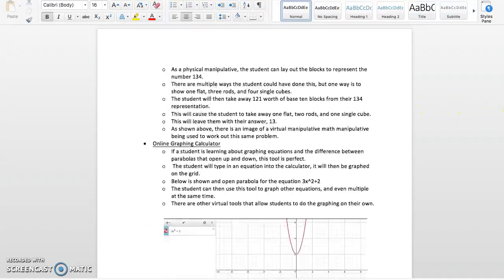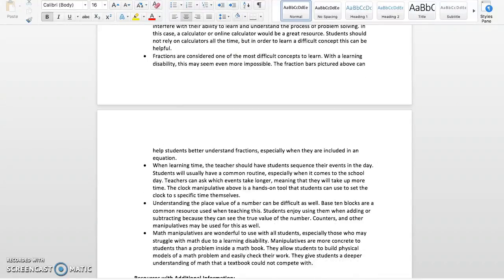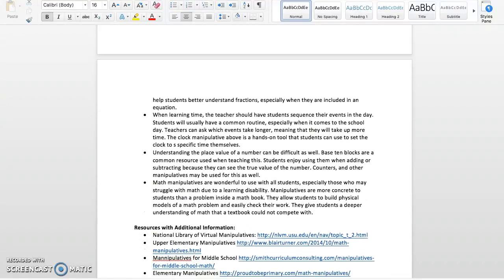And then understanding the place value of a number is also a difficult topic for students, and we discussed the place value blocks or the base 10 blocks and how those could be used to explain to students the difference in place value, such as the hundreds place and the ones place. It really just lays it out in front of them so they can see what is going on with these numbers and the difference between all of these places.